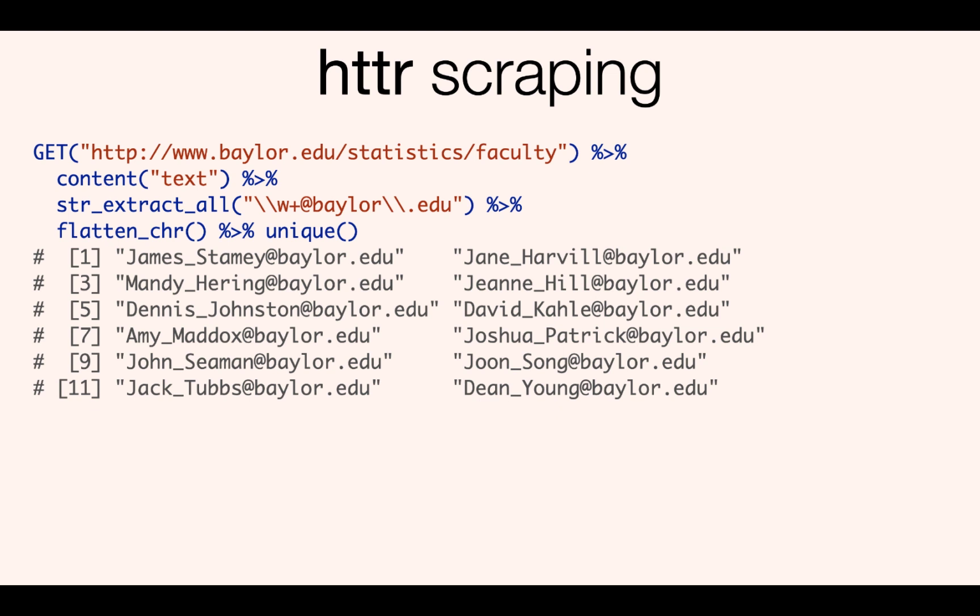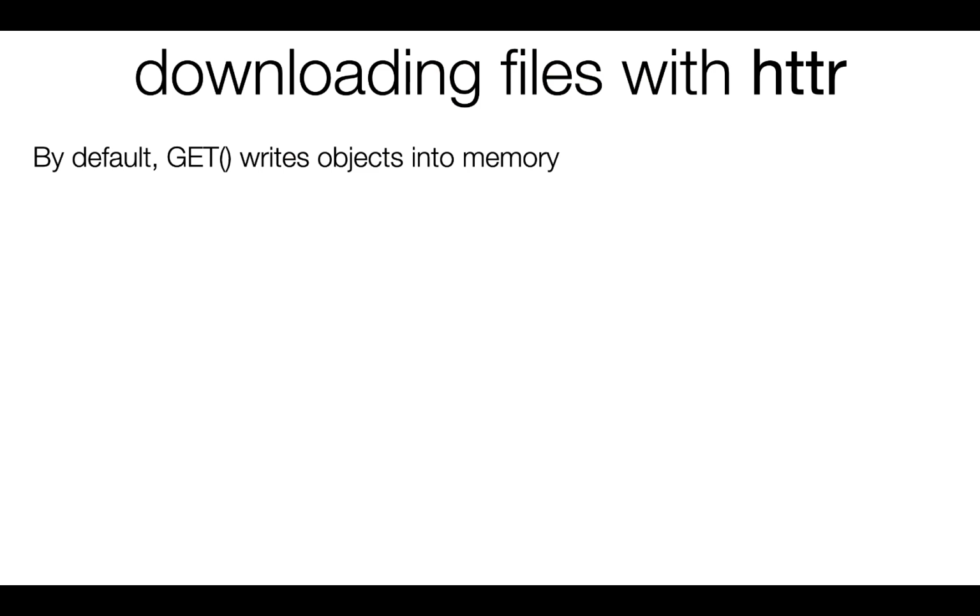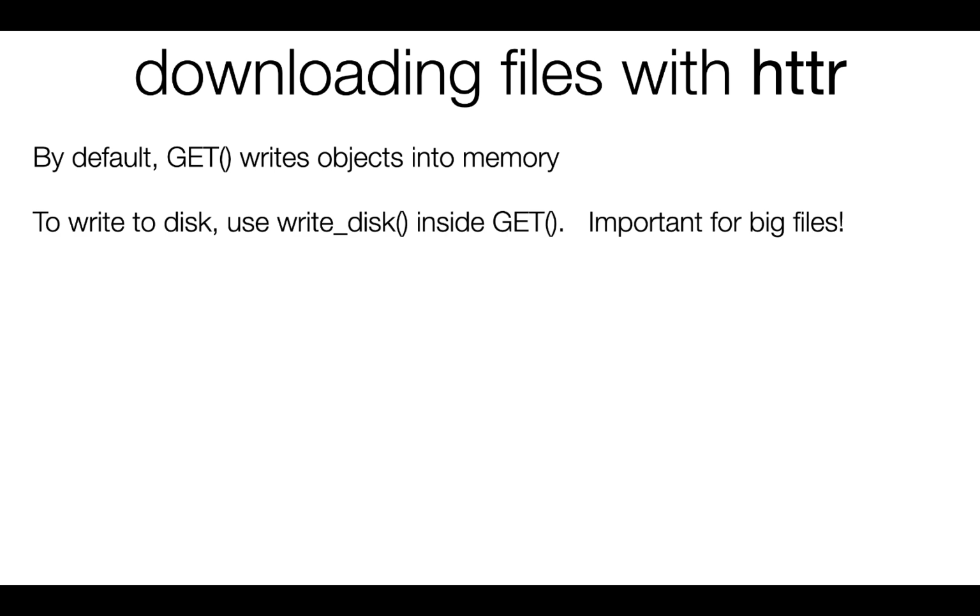One thing that's really useful with httr is actually downloading files programmatically. By default, when you run GET, it will query a web server, the web server will respond, and the information of the response will be stored in your computer's memory. If you want to save that to disk, you need to use the write_disk function inside of the GET query. This is really important for big files because you don't want to have to download the file over and over again every time you use the GET expression, for example, every time you're compiling a document or something like that. You really want to save the file to your disk and then you can just pull it from disk.